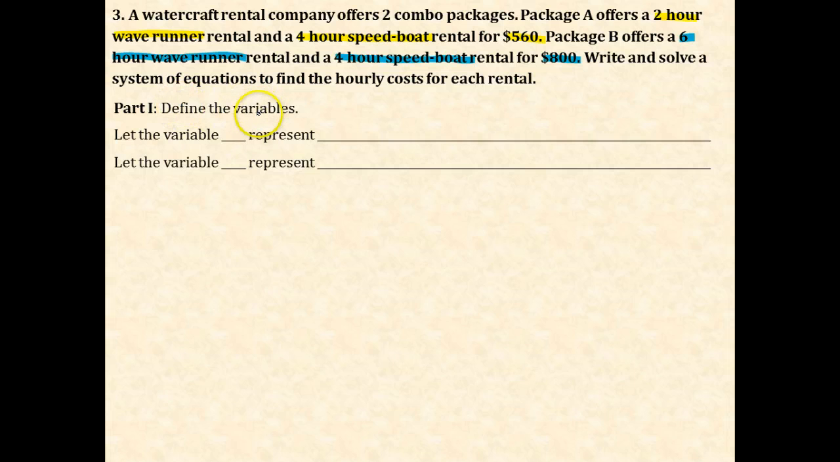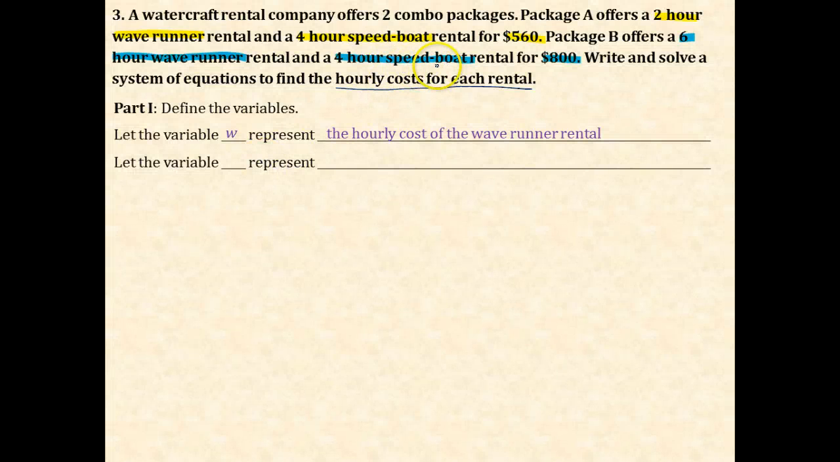Let's define variables. The variables are the things that we solve for. So what are we solving for? We're solving a system of equations to find the hourly costs for each rental. So the hourly cost for a wave runner, we'll call that W, and let the variable W represent the hourly cost of a wave runner rental. And then for the speedboat, we'll call that B for boat, and let B represent the hourly cost of a boat rental.